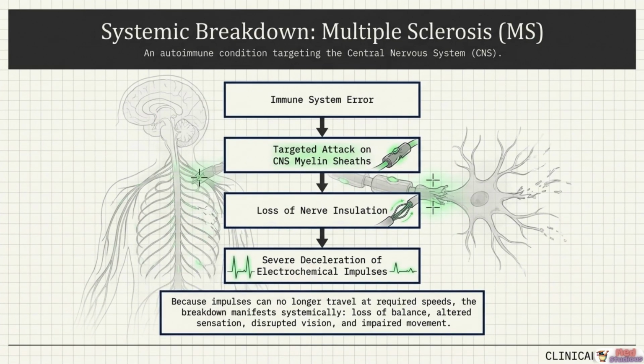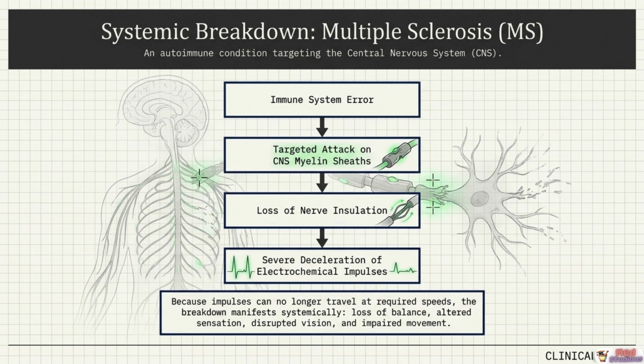Understanding this microscopic architecture is vital for diagnosing devastating clinical pathologies like multiple sclerosis, or MS. MS is a severe autoimmune condition that specifically targets the central nervous system. The systemic breakdown begins with a critical immune system error. The patient's own white blood cells misidentify the healthy myelin sheaths in the brain and spinal cord as foreign invaders. This triggers a targeted, aggressive inflammatory attack on the oligodendrocytes, leading to widespread demyelination.